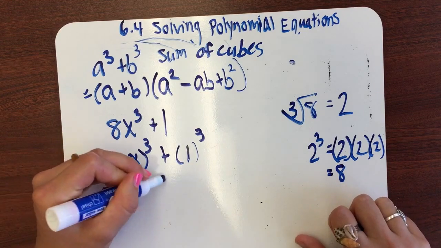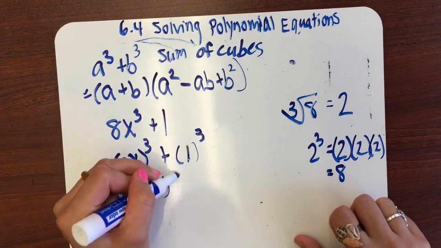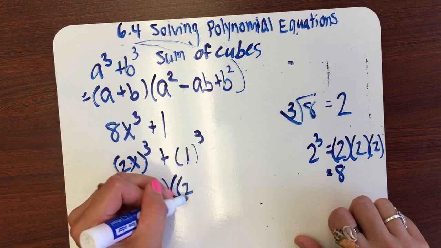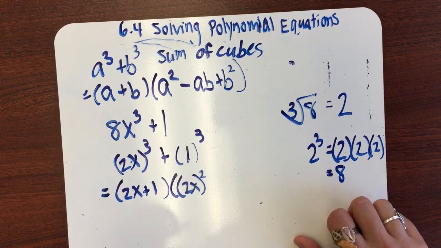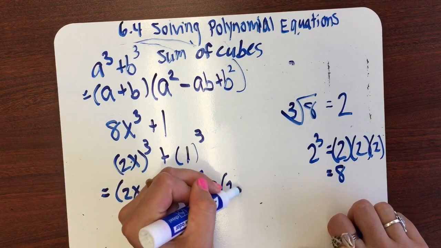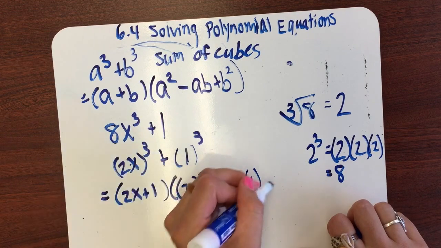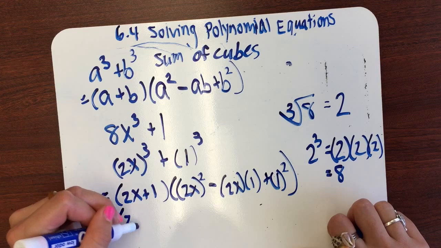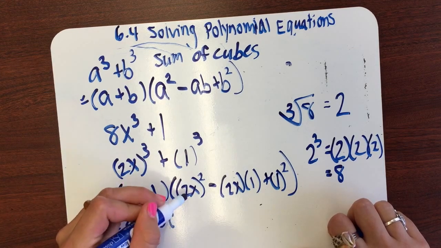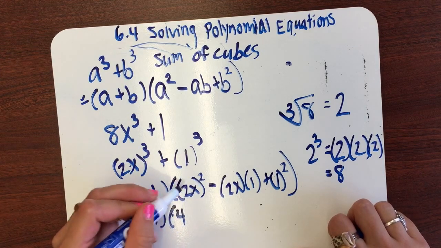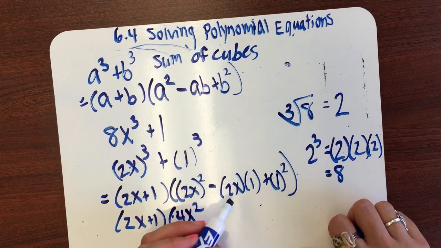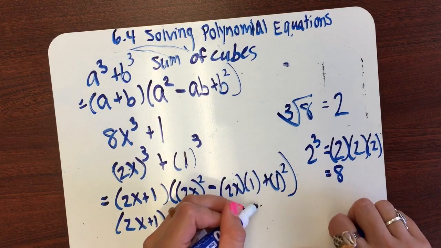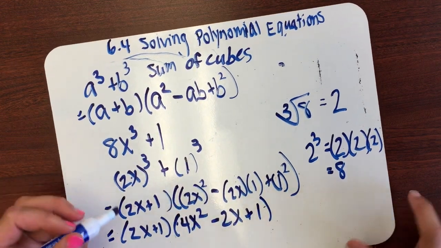So this is going to be factored as 2x plus 1 times, here I put an a squared, so 2x squared, minus my a times my b plus my b squared. And then we can clean that up a little bit, where 2x squared is 2 squared is 4, x squared is x squared, 2x times 1, so minus 2x, and 1 squared is 1. So this is factored.